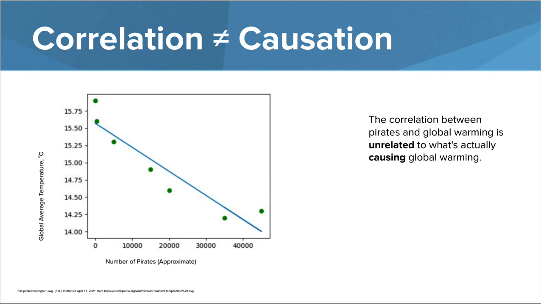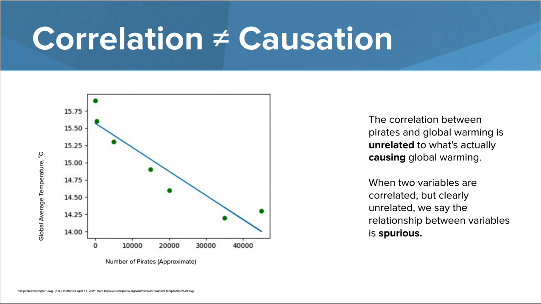This statistical correlation, while interesting, has nothing to do with what actually is happening. Of course, it seems odd to think that pirates are directly responsible for global warming when other things like carbon emission, electricity, and greenhouse gases have been scientifically linked to global temperature increases. While they are correlated statistically, these data points are unrelated otherwise. The pirate population is not causing the global temperature to change. When two variables are correlated, but clearly unrelated, we say the relationship between variables is spurious.